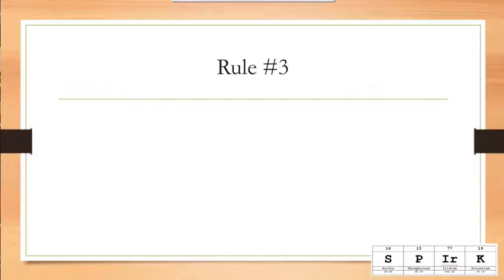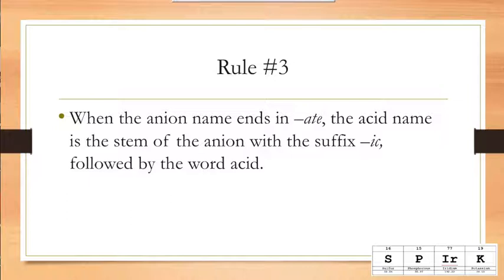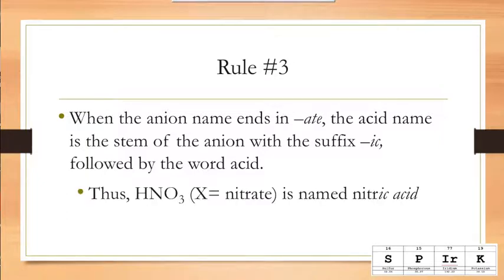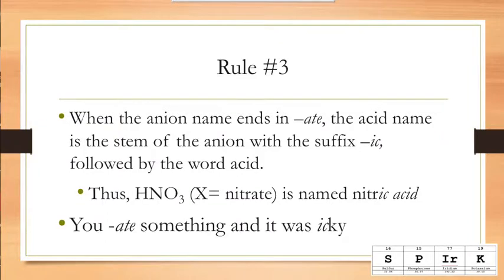And the last rule, rule number 3: when the anion name ends in -ate, the acid name is the stem of the anion with the suffix -ic, followed by the word acid. So HNO3, where our X is nitrate, we call this nitric acid. The way that I like to remember the -ate and -ic endings is that you ate something and it was icky. So -ates go to -ic. You ate something and it was icky.